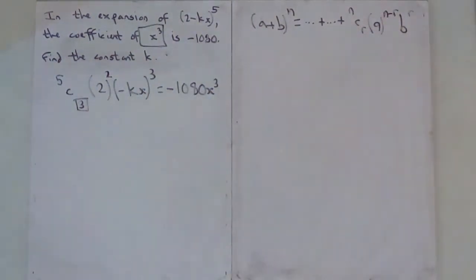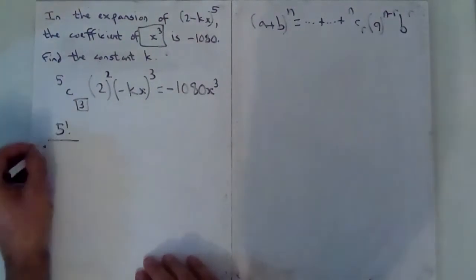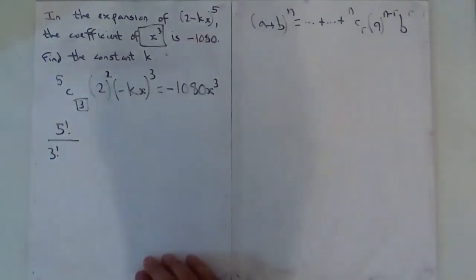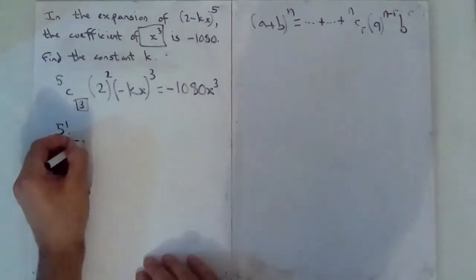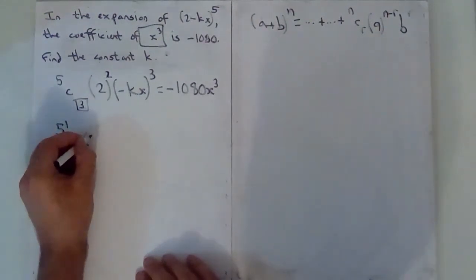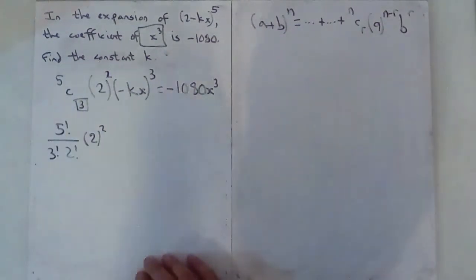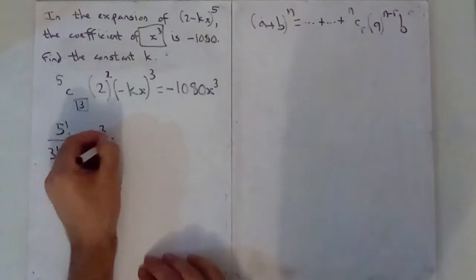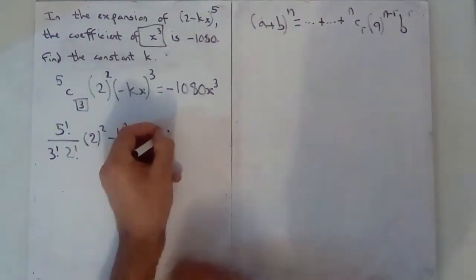So now we are ready to do some calculations. 5C3 must be 5 factorial over 3 factorial, so it's n factorial over r factorial, (n minus r) factorial, which would be 2 factorial, times 2 squared. I'm going to stick with that as a 2 squared. And then you've got (minus kx) cubed, which is going to be minus k cubed x cubed, equals minus 1080 x cubed.